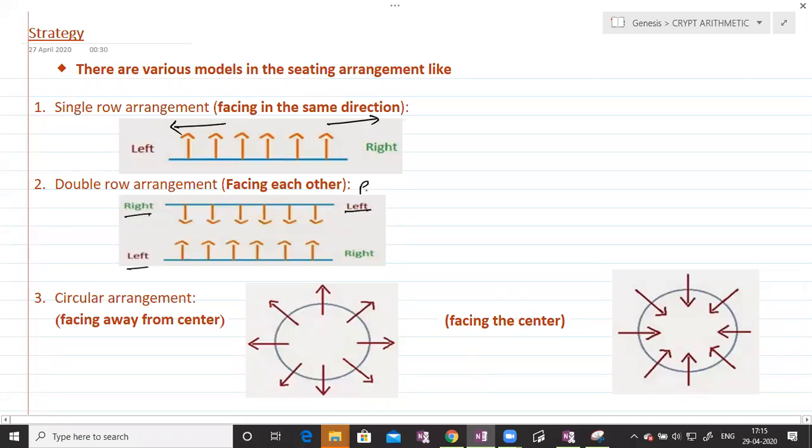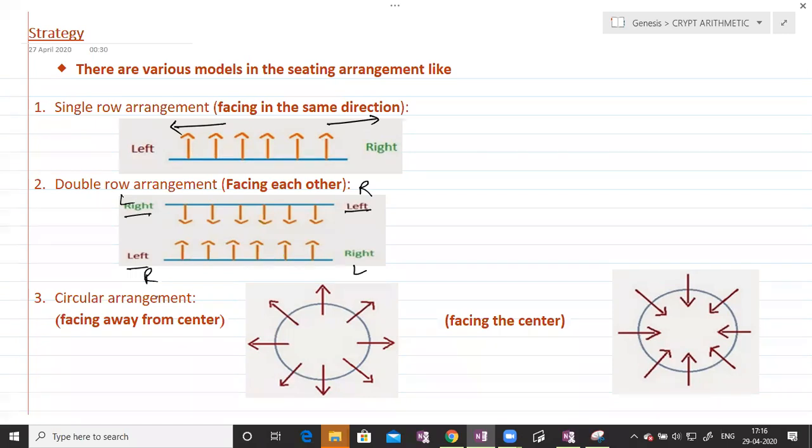If this is the right, then this must be the left. Just opposite, right? Because people are facing each other. That matters a lot, who is right and who is left. And if there is only one direction, only one row, then you can take our perception: right this side, left this side.